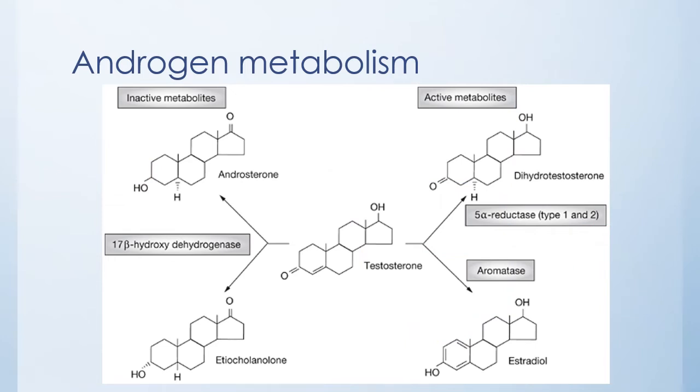How is it converted to estrogen? Now, androgen metabolism. The active form of androgen is dihydrotestosterone, DHT, and the other forms of androgens are inactive. When androgen is not needed, it is converted to the inactive form, and this is how androgen is metabolized. Androgens are metabolized in the liver, kidney, gut, muscles, and adipose tissues.